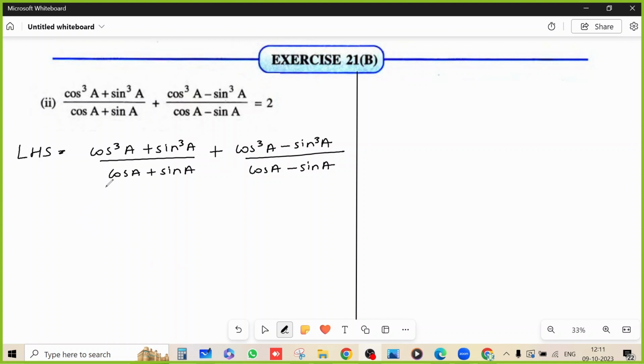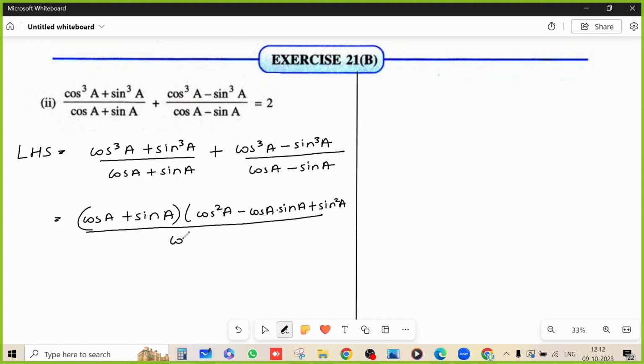In the second question, the LHS is given as cos cube A plus sin cube A divided by cos A plus sin A plus cos cube A minus sin cube A divided by cos A minus sin A. Here we can apply the formula of A cube plus B cube in the numerator, which will give us cos A plus sin A into cos square A minus cos A into sin A plus sin square A, and this will be divided by the denominator, that is cos A plus sin A.